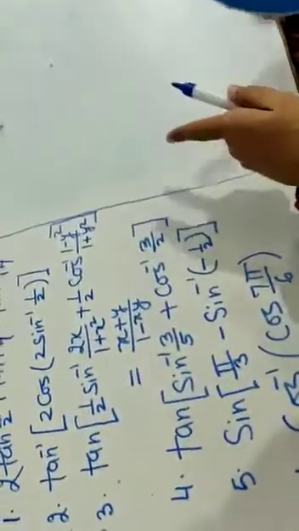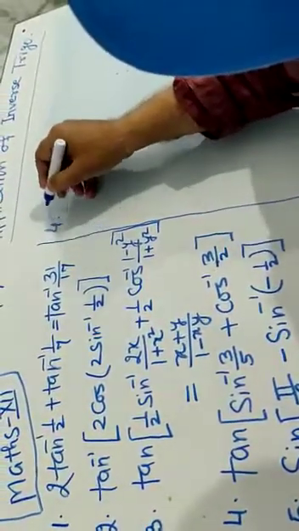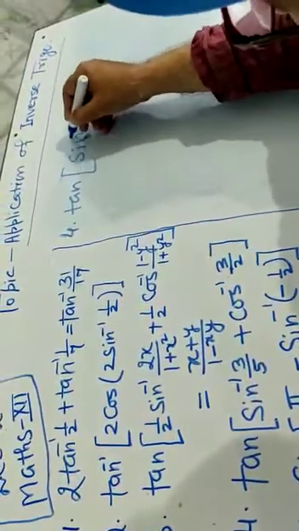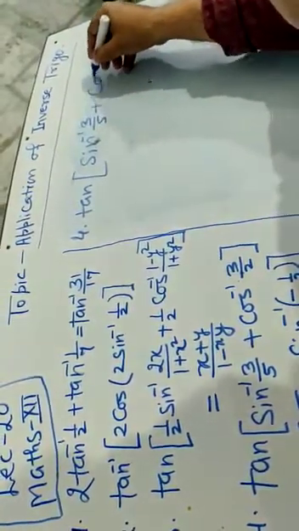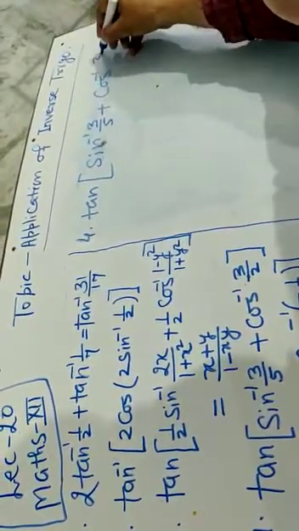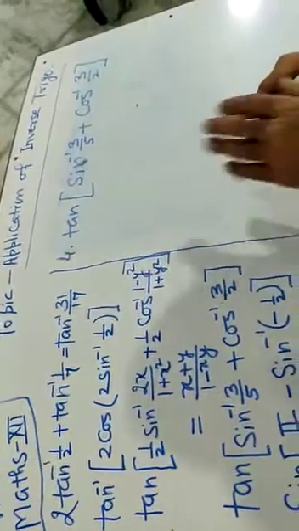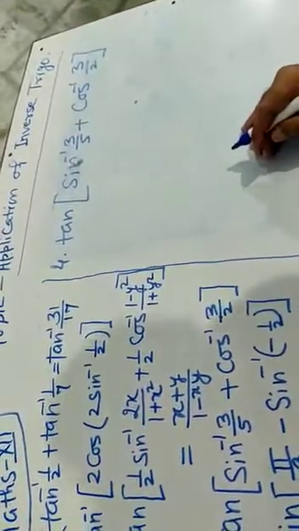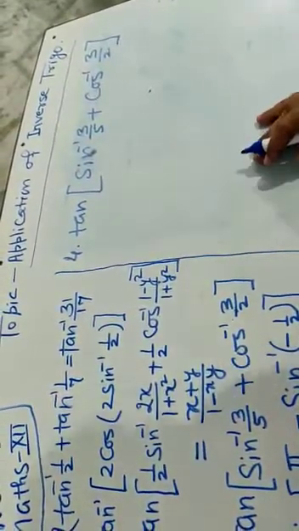Now the fourth question: tan of [sin inverse 3 by 5 plus cos inverse 3 by 2]. You have to simplify it. Now these are in different ratio formats, and you have to change them into the same ratio.